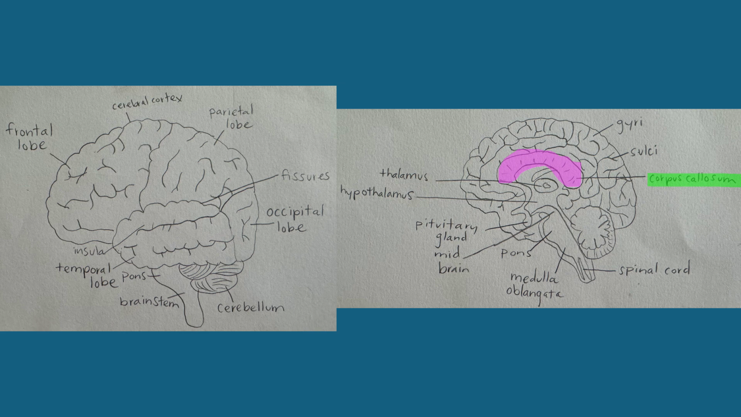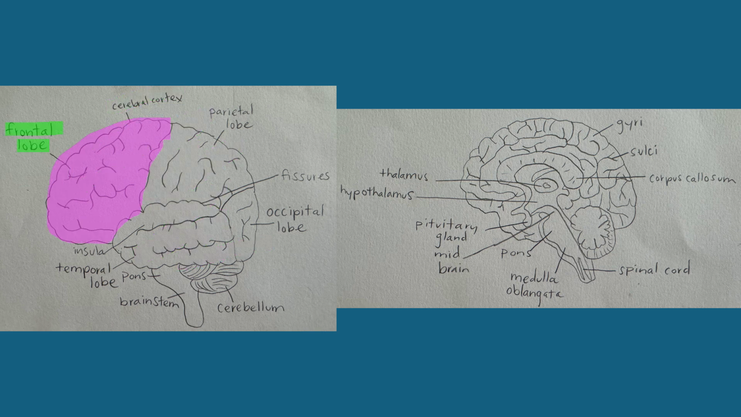Now we have the corpus callosum, and this allows the hemispheres to communicate. This divides both. And then, kind of a messy part of this one, but this is the cerebral cortex. This is the thin layer of gray matter that covers the brain lobes.